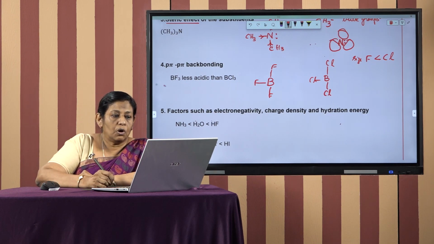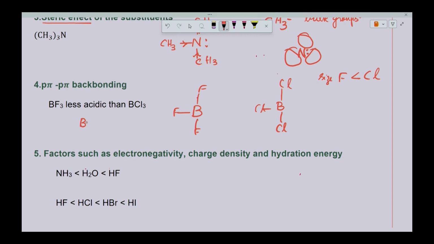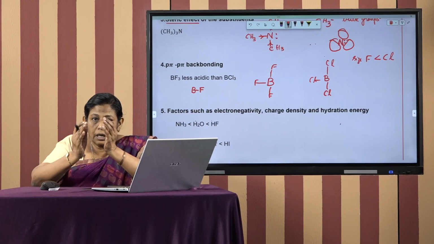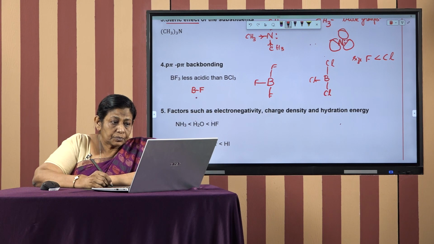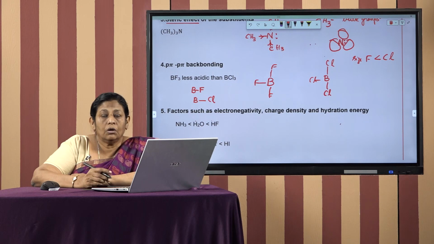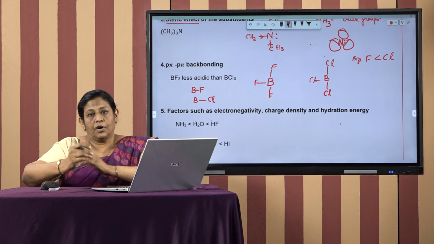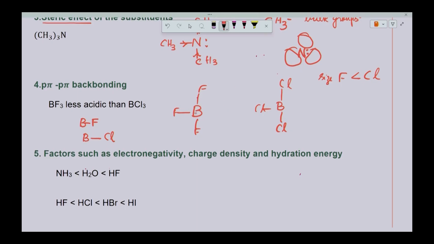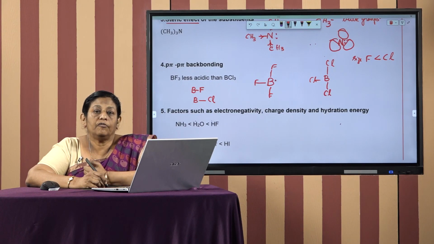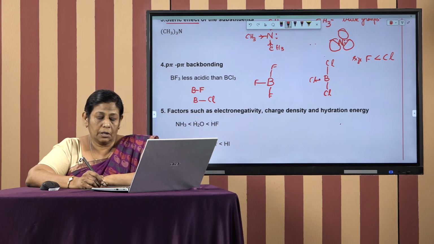When the size is smaller, the B-F bond will be shorter because they can come closer. The B-Cl bond will be a bit longer because the chlorine atom has a larger size than the fluorine atom. Now, since boron, as I told you before, is an electron deficient compound, it has only 6 electrons in its outer orbit, and therefore there is a deficiency of electrons in boron trifluoride as well as in boron trichloride.